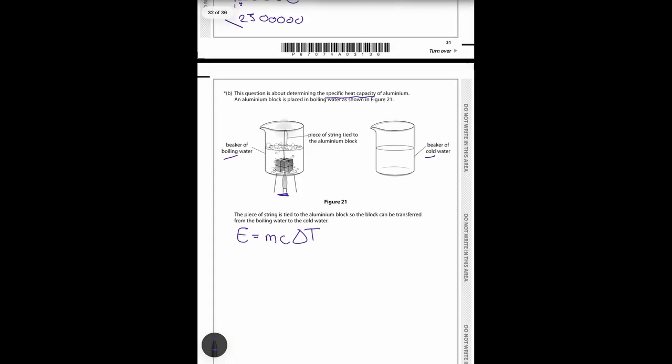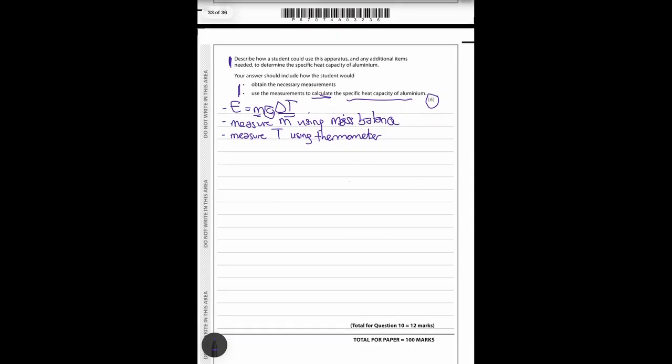So let's have a look if there's any clues here. What's it telling me? It says the piece of string is tied to the aluminium block, so the block can be transferred. So at some point, I know I'm going to be moving it from the boiling water to the cold water. Well, let me just go back here now and act like I knew that all along. So I've got those marks in the bag first. Now let's just act like I know what the procedure is, even if I've got no idea. If it's going to be transferred from one place to the other, well, I've obviously got to put the block in the boiling water first.